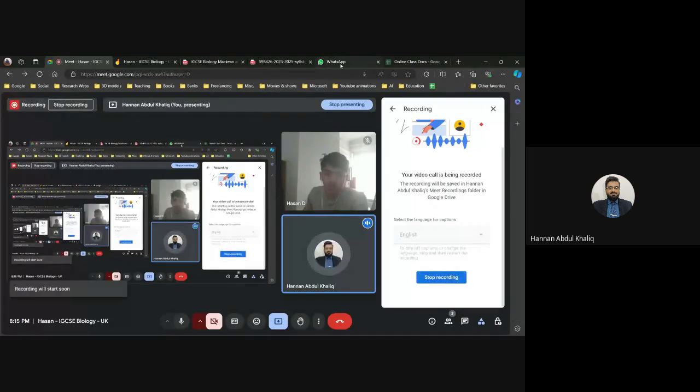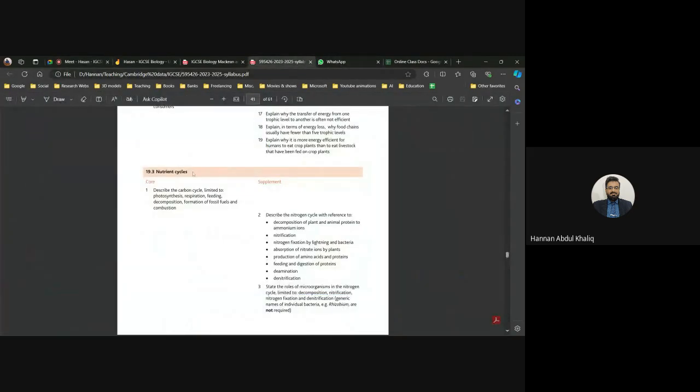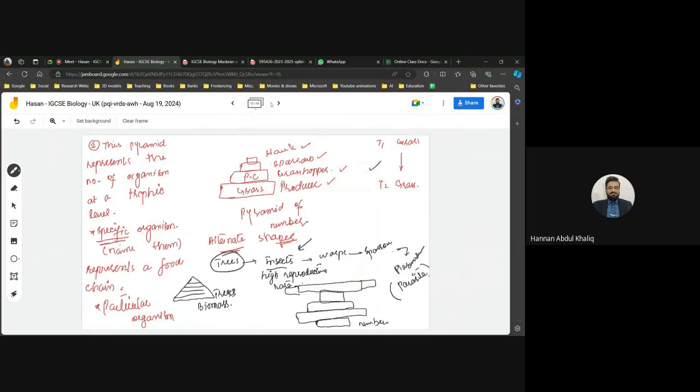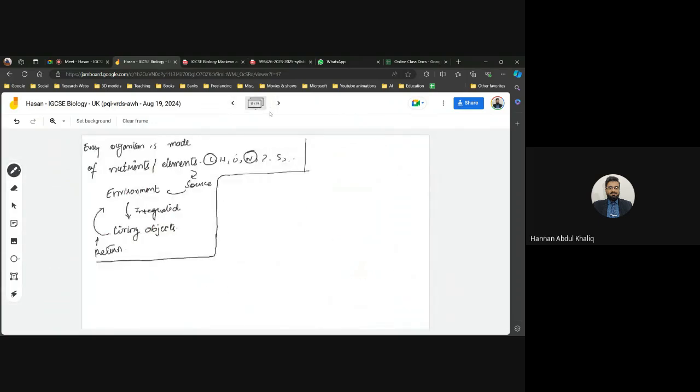All right, moving ahead. We were talking about nutrient cycling. I told you that all organisms are made of nutrients. Whenever the environment gives us nutrients, these nutrients, when they enter into living objects, are locked. Why am I saying they are locked?